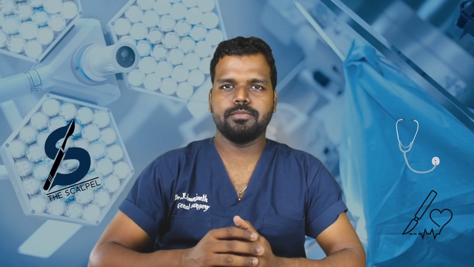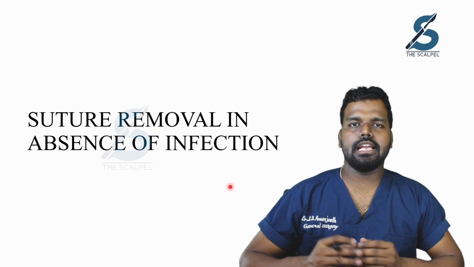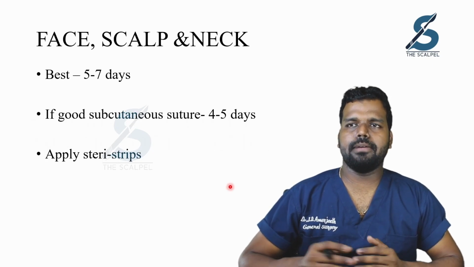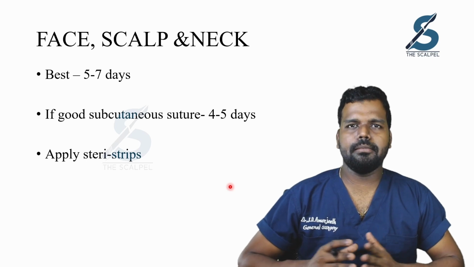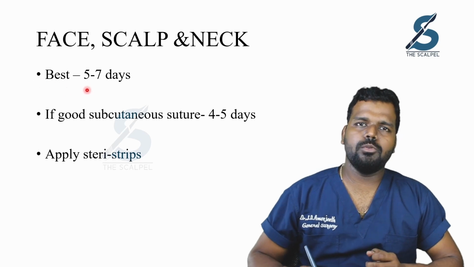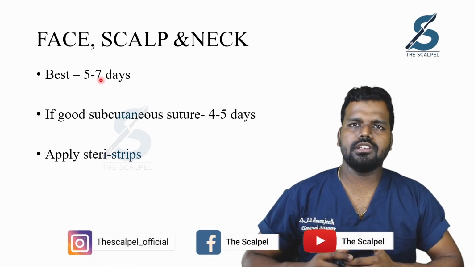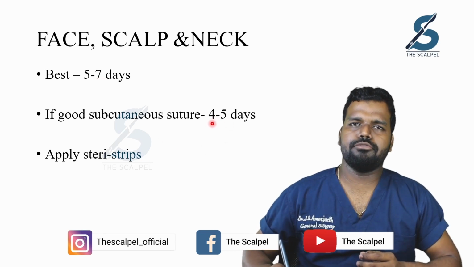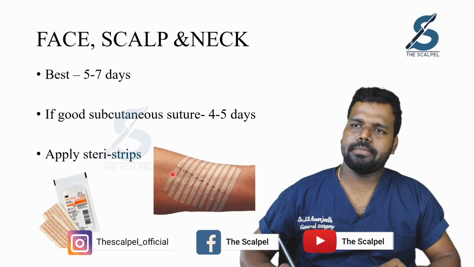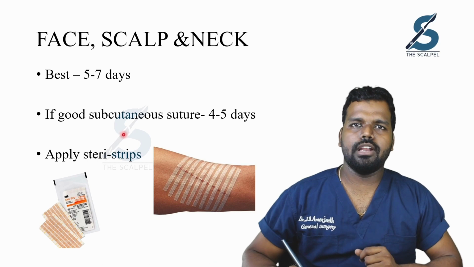So now we'll discuss suture removal timings in different body parts in the absence of infection. First is face, scalp and neck. These parts have a high blood supply and a good healing tendency. So the best time to remove the suture is 5 to 7 days. And if you have done very good subcutaneous suturing, you can remove the sutures between 4 to 5 days and apply steri strips. As you can see in the picture, these are steri strips. These are adhesive tapes just to hold the wound edges approximated.